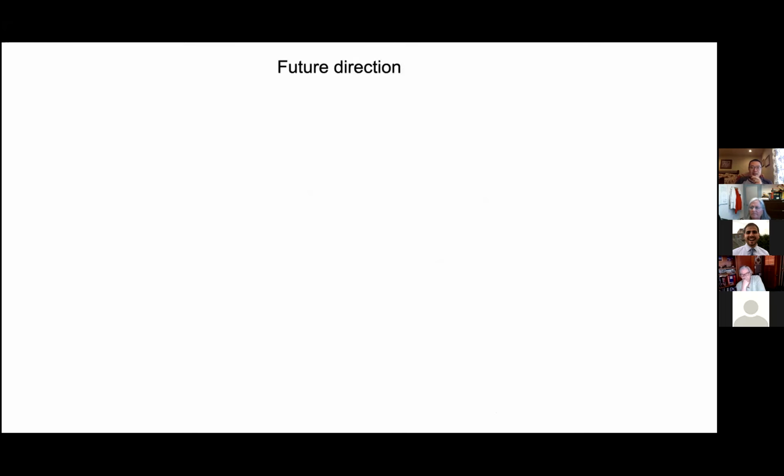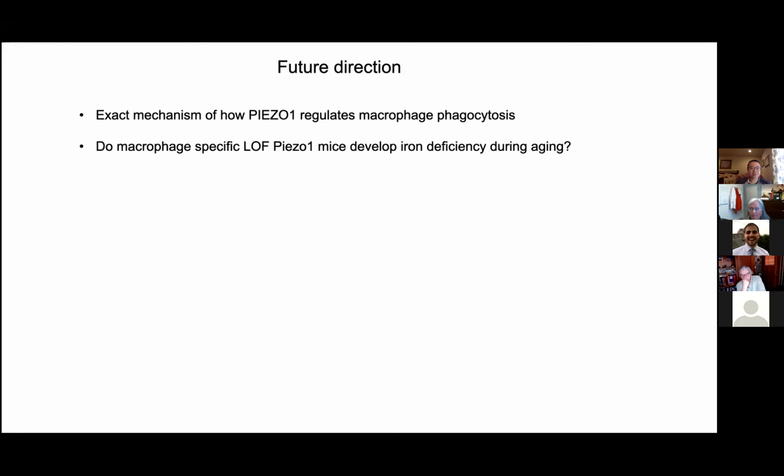So here are some future directions. As I suggested, we can explore the downstream signaling of how piezo-1 causes the enhanced phagocytosis, but the exact mechanism at the bottom of this is still not quite clear. I think by using some high resolution imaging approach, we can mechanistically study how the sensation links the mechanical force to the plasma membrane dynamics.